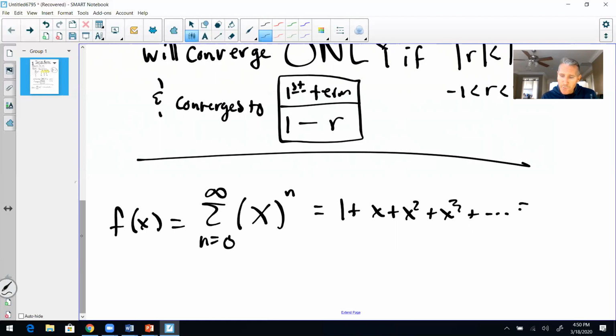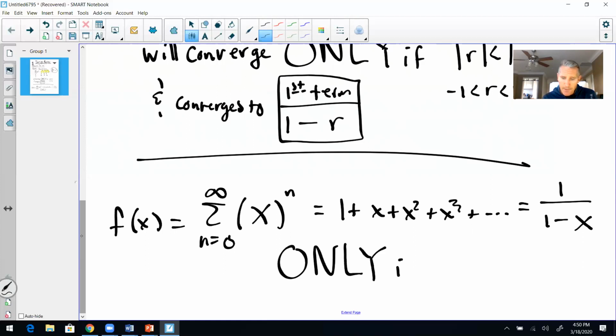Well, we know this converges to the first term divided by 1 minus the common ratio. Well, the common ratio in this case is just x. And so we have, this is true only if, now remember x takes the place of our common ratio, so only if the absolute value of x is less than 1, or -1 less than x less than 1, okay?